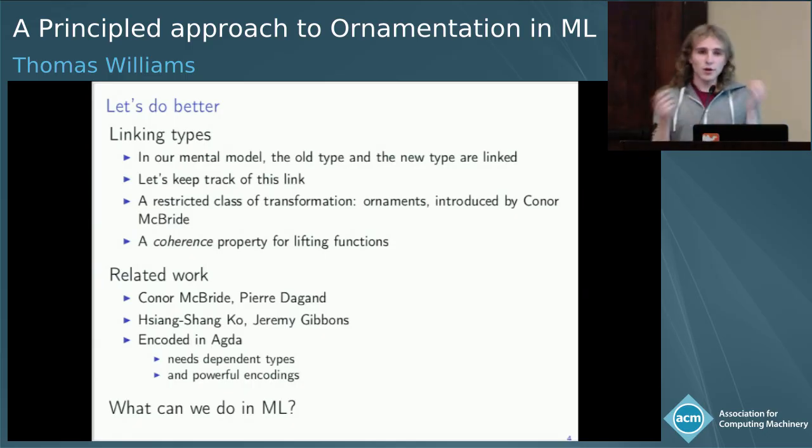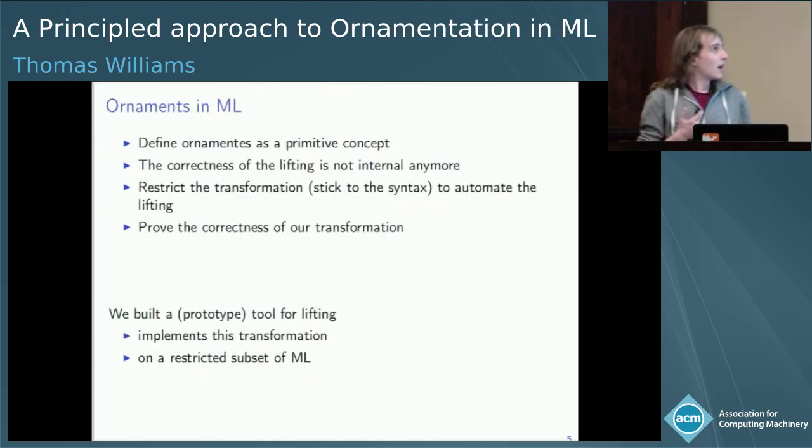So this is a cool language. You can do a nice encoding with powerful dependent types. It's great. But that doesn't work in ML. We don't have all the metaprogramming facilities given by dependent types. And so we need to do things a bit differently.